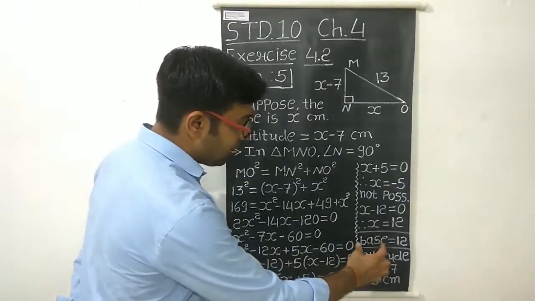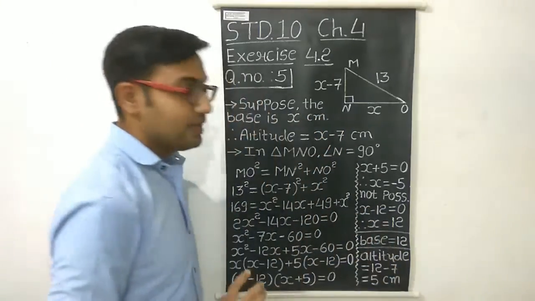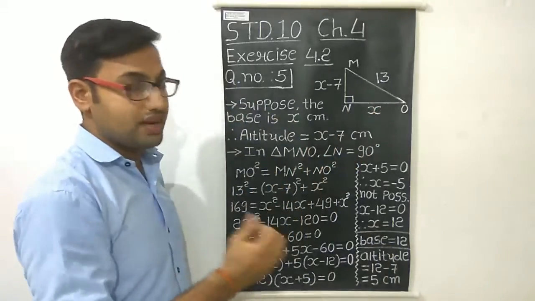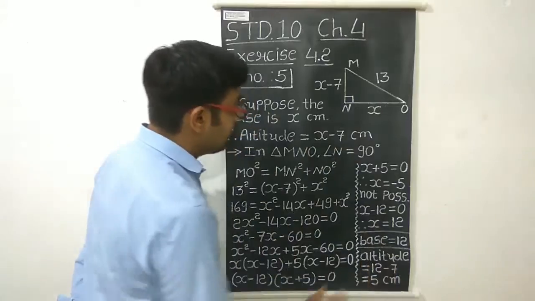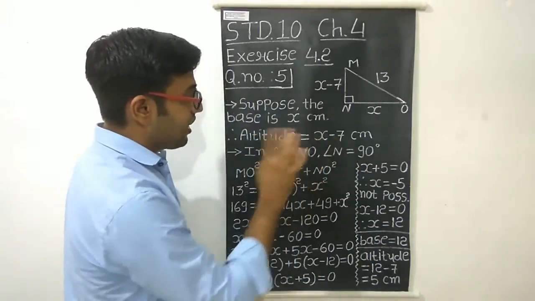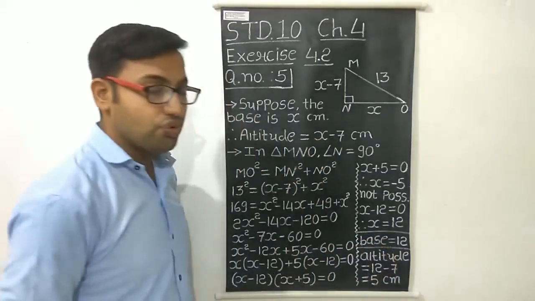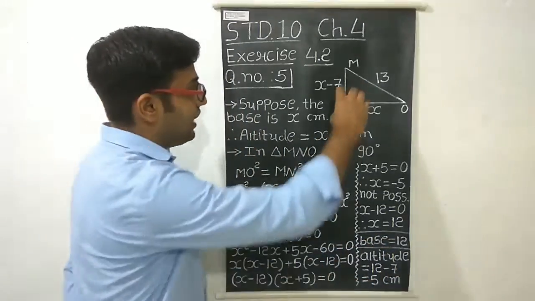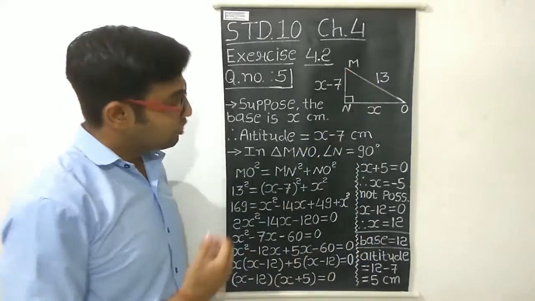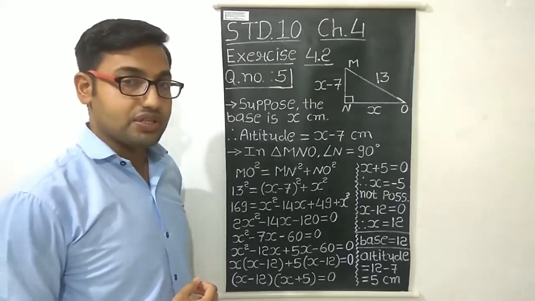So our base that we supposed as x is 12 centimeter. This base NO is 12 centimeter and our altitude is x minus 7. Instead of x, we can put 12. So 12 minus 7 equals 5 centimeter. So our altitude MN is 5 centimeter. In this way we can solve this type of quadratic equation problem. Okay.